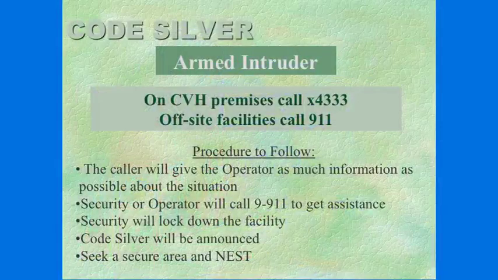Okay. Let's talk about an armed intruder or a hostage situation. Either of these you would call a code silver, and then you go through this procedure. If you're on site, you'd call 4333. If you're off site, 911. Again, those are emergency numbers. You're going to give the operator as much information as you have. They're going to contact 911. They'll announce the code silver, but one of the things I want you to keep in mind is to seek a secure area and NEST. Again, this is for both an armed intruder or a hostage situation. The NEST acronym is a neat thing to remember.